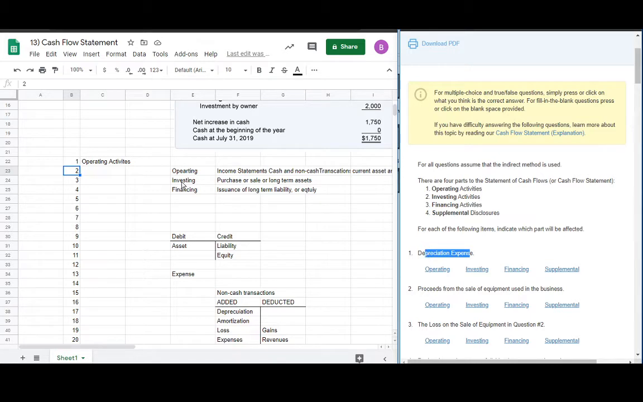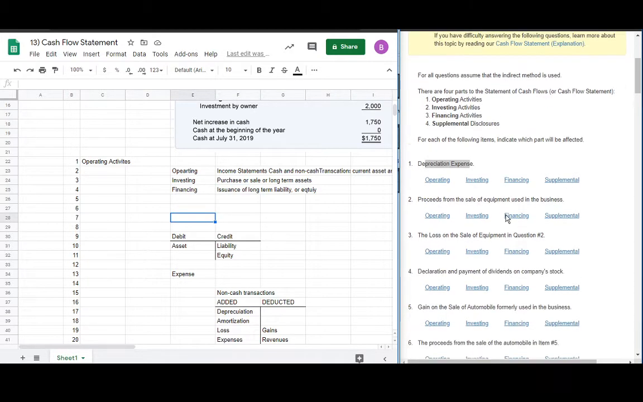Furthermore, investing activities affect the long-term assets, right? For example, purchase or sale of equipment, of land. Financing, on the other hand, is the cash proceeds when issuing a liability or equity, or the payment of liability or equity. A long-term liability, take note, long-term liability.